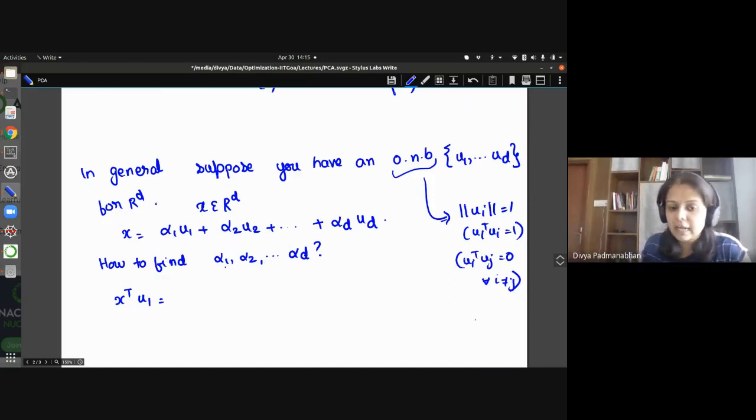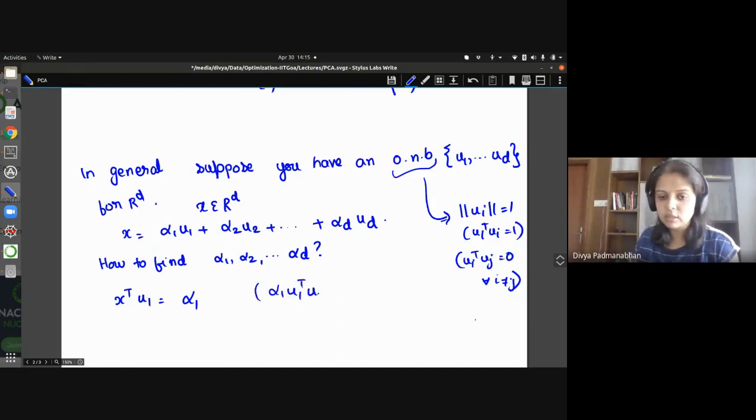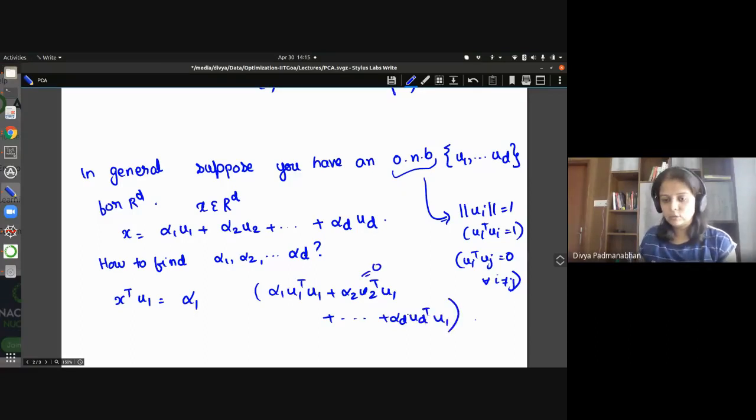Now to find this alpha 1 to alpha d, what you do is you just take the dot product, so x transpose u1. What is it going to give? Can you tell me? Alpha 1, right? All the other terms cancel out. Actually it's alpha 1 u1 transpose u1 plus alpha 2 u2 transpose u1 plus so on, plus alpha d ud transpose u1. All these quantities are 0, so we are left with this, and u1 transpose u1 is anyway 1.